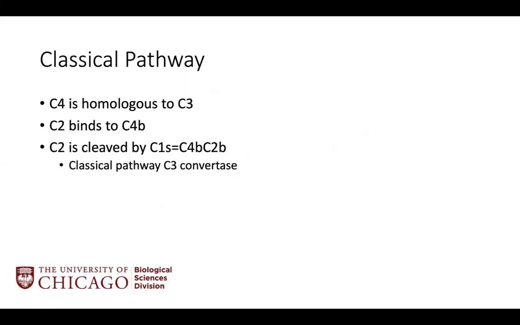In this classical pathway, C4 is homologous to C3 in the alternative pathway. So once you have cleavage of C4 by C1, C2 will bind to that C4b, and then C2 is cleaved by C1s, and you get C4bC2b, which is the classical pathway C3 convertase.